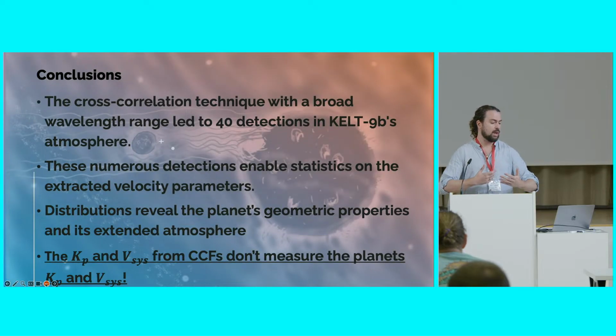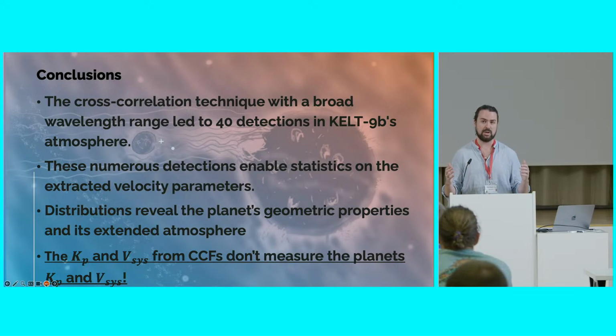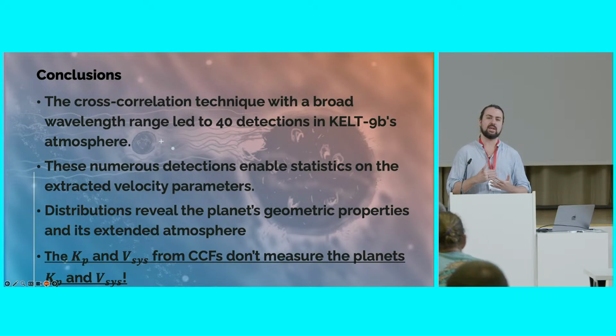So to conclude, with our cross-correlation techniques and our multiple planets over different spectrographs, we have 40 new detections, and that allows us to do statistics on those detections. Those statistics have enabled us to uncover the geometrical properties of KELT-9b as a planet. And finally, this was a small thing, but don't quote your KP and VSIS values that you get from detections as the planet's KP and VSIS values. Use the star or use another method to obtain these values itself, because each detection has some sort of atmospheric dynamics at play, and so you're not measuring those things.